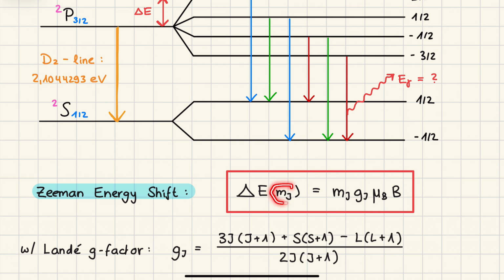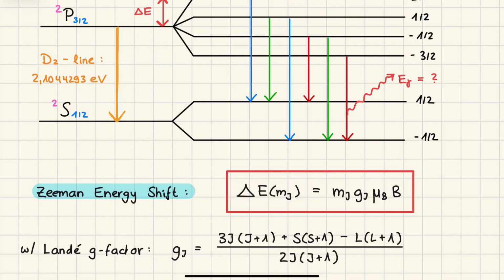As you can see, it depends on mj, because we can calculate the Zeeman energy shift for every single one of those Zeeman sublevels. Mj is the magnetic quantum number of the total angular momentum, so these right here. Gj is the Landé g factor of a state, which is calculated using this formula, which depends on J, S, and L. So all the values hidden inside those term symbols. Mu b is a constant, the Bohr magneton, so we don't have to worry about that. And B is the strength of the magnetic field in Tesla, which is given in any problem which asks you to calculate the Zeeman energy shift.